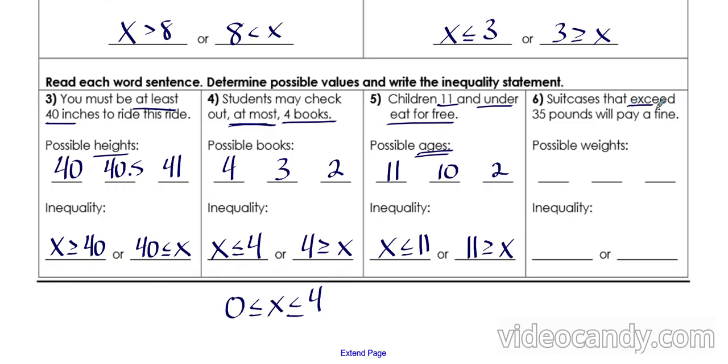Suitcases that exceed 35 pounds will pay a fine. So it has to exceed 35. So 35 actually doesn't work there. It's got to be greater than 35. So it can't be exactly 35. It could be 35.5. That's a little bit bigger than 35. It could be 36. It could be 100 pounds. Anything bigger than 35, but not including 35. So we're going to say x is greater than 35. It's not greater than or equal to, just greater than. Or we could flip it and say that 35 is less than the weight of the suitcase.